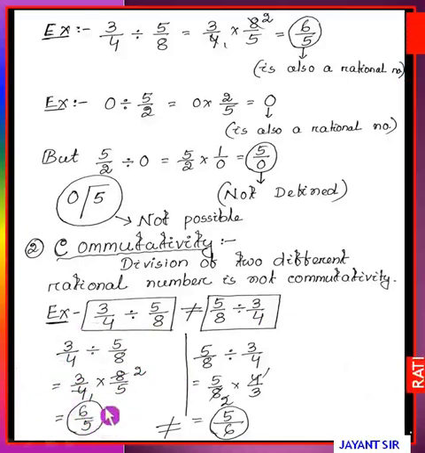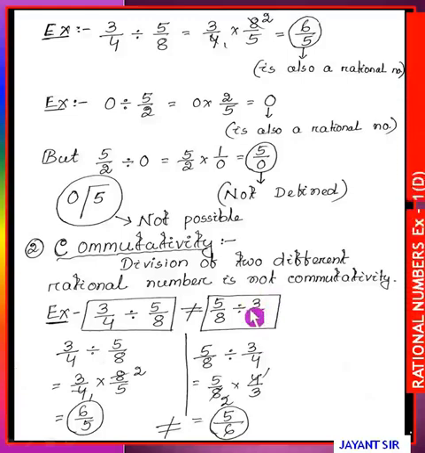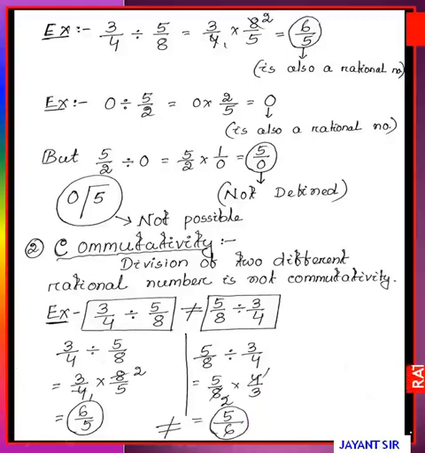So on this LHS we got that answer, 6 by 5. Now look here, 5 by 8 divided by its reciprocal 3 by 4, so we write 4 by 3. Now 4 1 is 4, 4 2 is 8, 5 1 is 5, 2 3 is 6. Here we got 6 by 5, but here we got 5 by 6, so that's why it is not equal. So the commutativity test is not satisfied by division, but it satisfies the closure property.